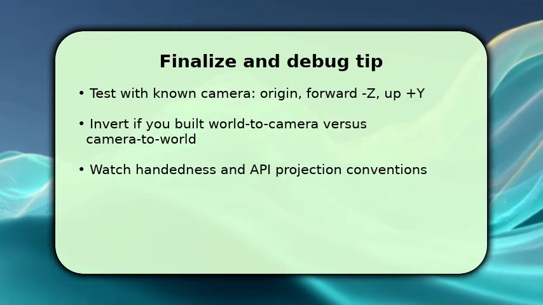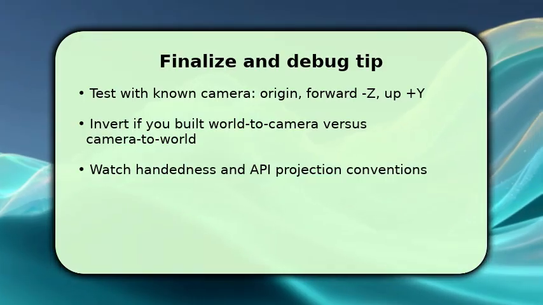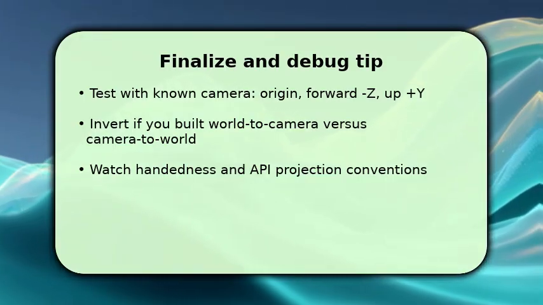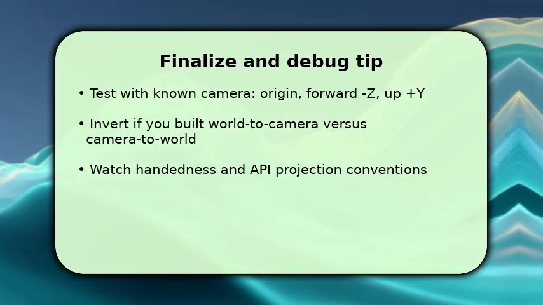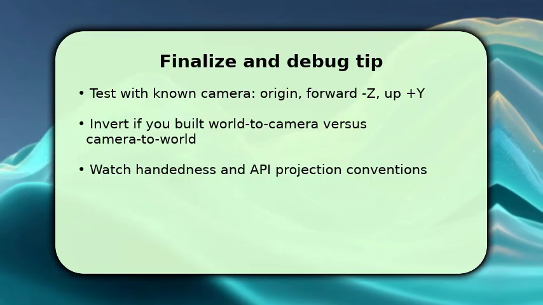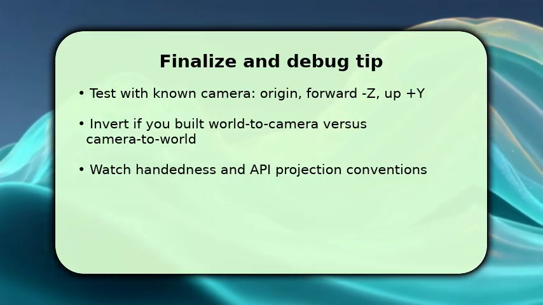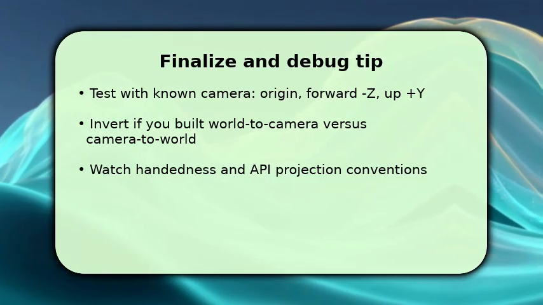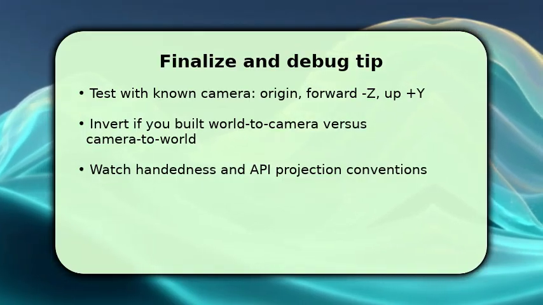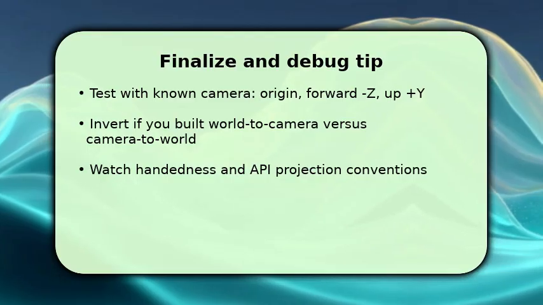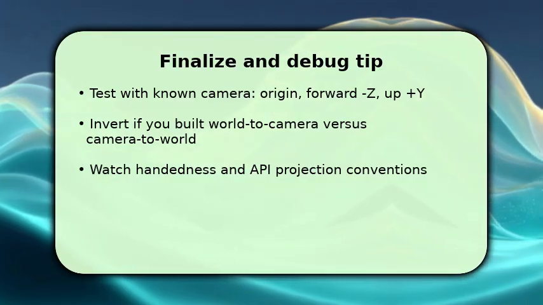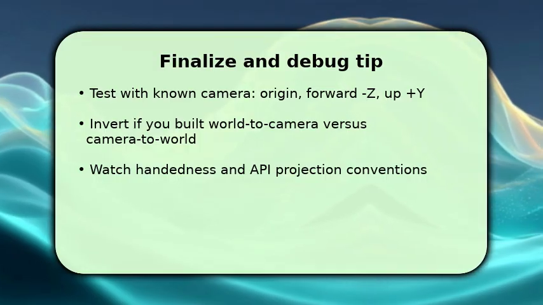Verify by placing the camera at the origin looking down negative z with up as positive y. Your view should be identity or an expected offset. If objects render inverted or mirrored, check whether you built world to camera versus camera to world, and invert the matrix if needed. Also confirm coordinate handedness and the graphics API's row/column and clip space conventions.